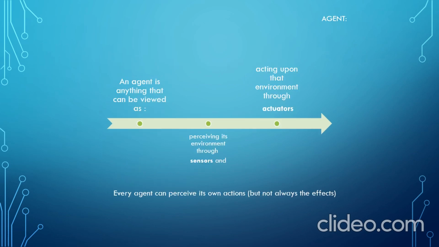An agent is anything that can be viewed as perceiving its environment through sensors and acting upon that environment through actuators. Here, perceiving its environment through sensors is nothing but collecting the input data from the environment through the sensors, and acting upon that environment through actuators is nothing but the agent performing a function on the environment with the help of actuators. This can also be called the output function of the agent.